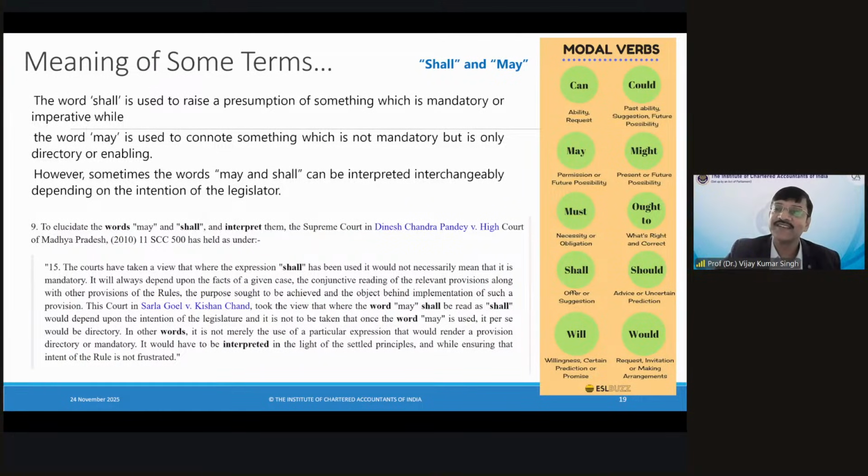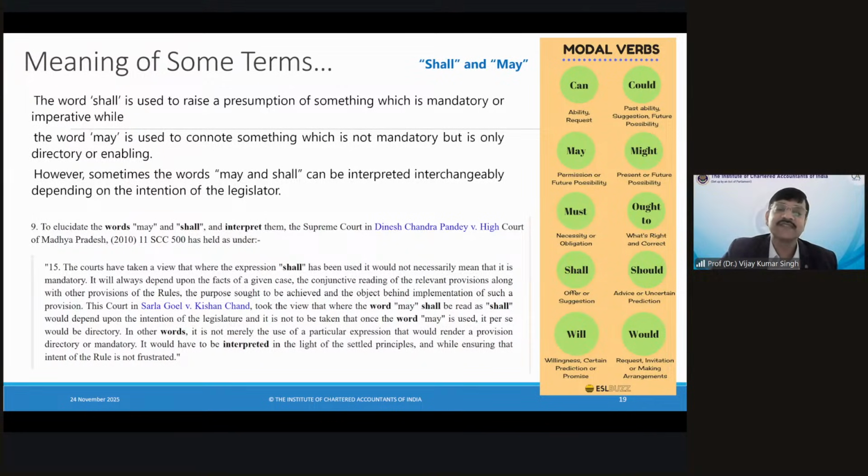So as you can see here, this is a bit complicated. So it is not the plain meaning. You are trying to look at the conjunctive reading of relevant provisions along with the provisions of rules, the purpose for which the law has been brought, and the object behind the implementation of the provisions.